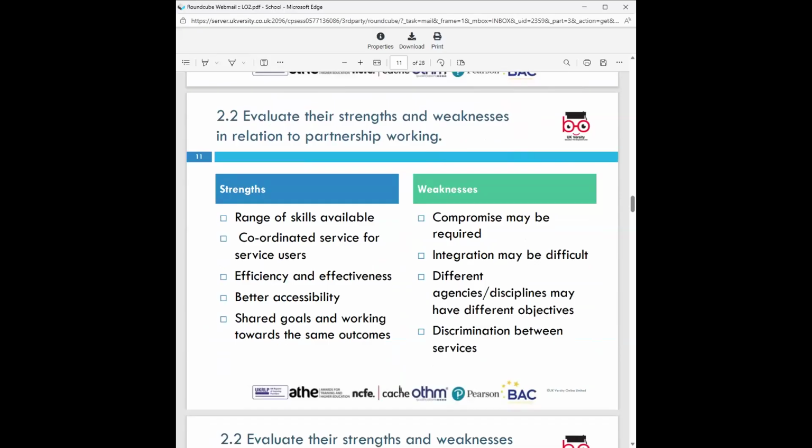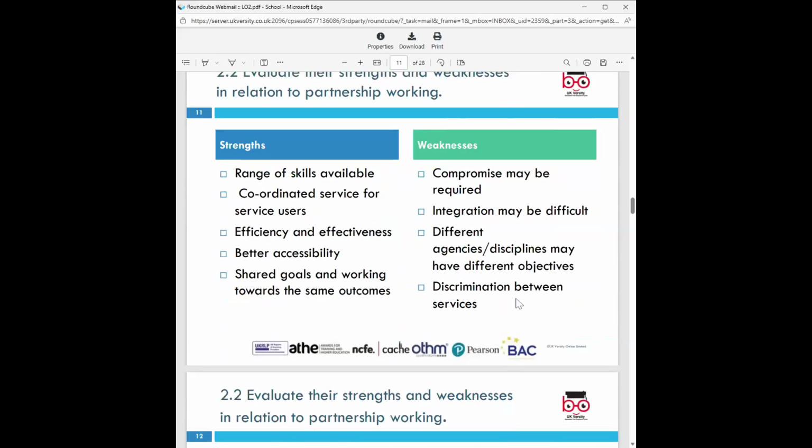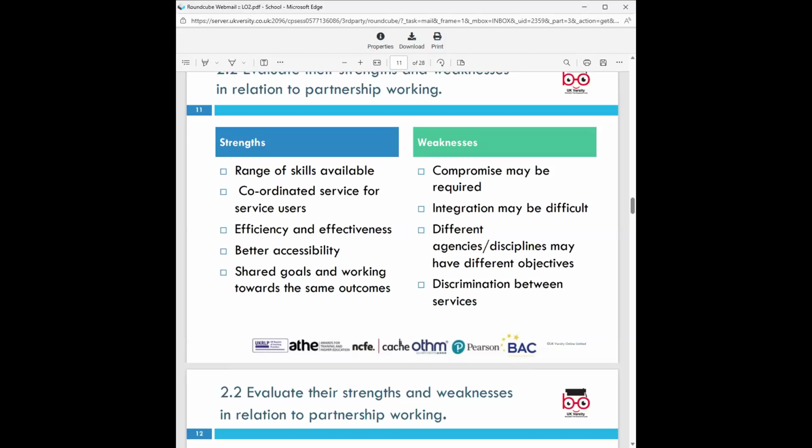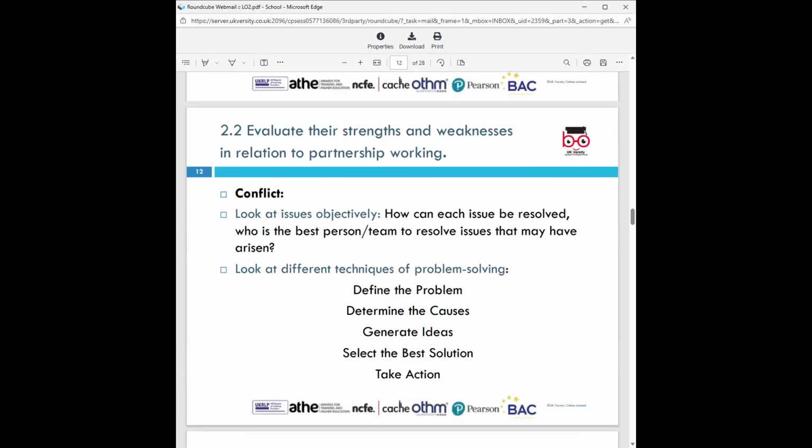So strengths are a range of skills available, coordinated service for service users, efficiency, effectiveness, better accessibility, shared goals. Weaknesses: compromise may be required, integration may be difficult, different agencies and discrimination. So conflict can be looking at issues objectively, how you can resolve these issues, how you can work as a team to resolve these issues if they arise.